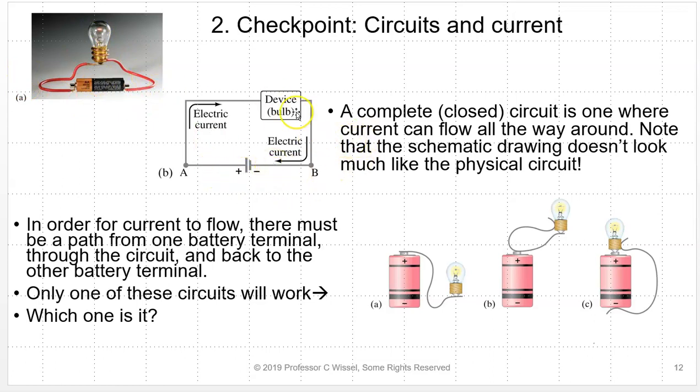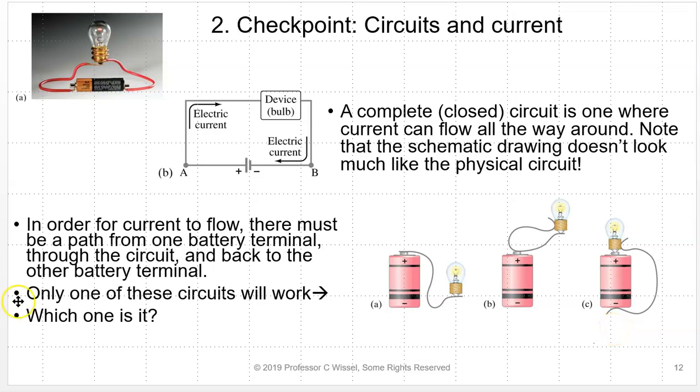This is the battery. This is the device. That's the bulb. Here's the wiring. So this is a complete closed circuit. The current can flow all the way around. Now, notice that the schematic really doesn't look much like the physical circuit. Now, in order for current to flow, there must be a complete path from one battery terminal through the circuit and back to the other battery terminal. Only one of these circuits satisfies that condition, so only one of these will work.